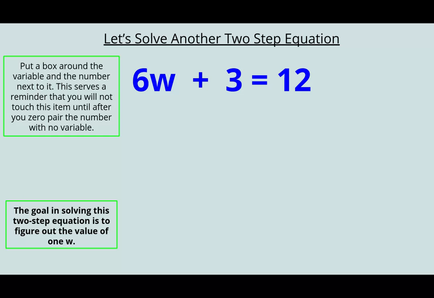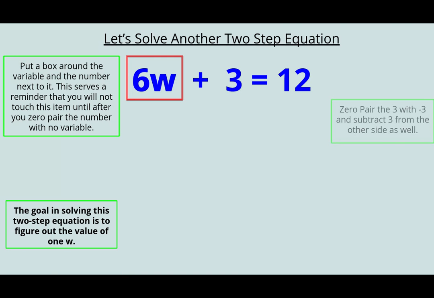Well, to figure that out, we are going to put a box around the variable and the number next to it. And this serves as a reminder that we will not touch this item until after we zero pair. So we're going to put a box around 6w. And then the next thing that we're going to do is we're going to zero pair that 3. That's a positive 3. How do you get rid of positive 3? How do you get positive 3 to 0? Well, you got to add 3 negatives. 3 minus 3 is going to give me a 0. Remember, whatever you do on one side of the equation, you have to do to the other.